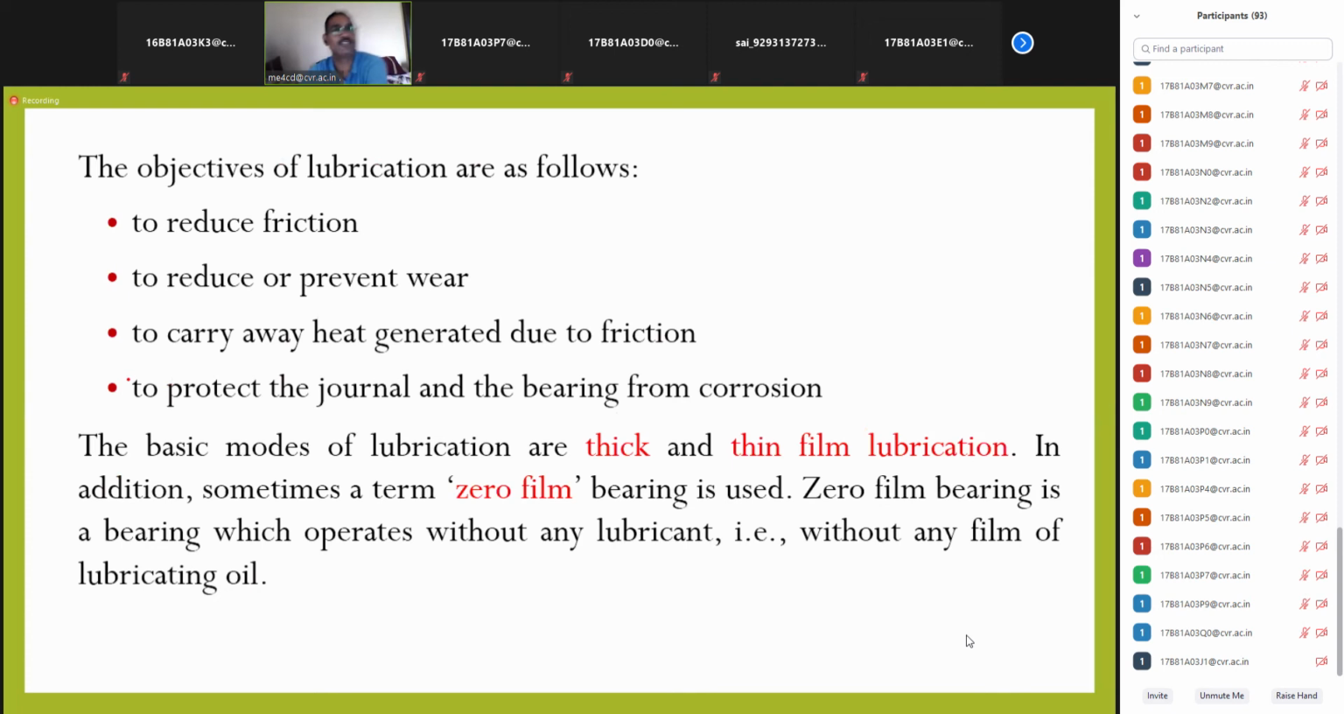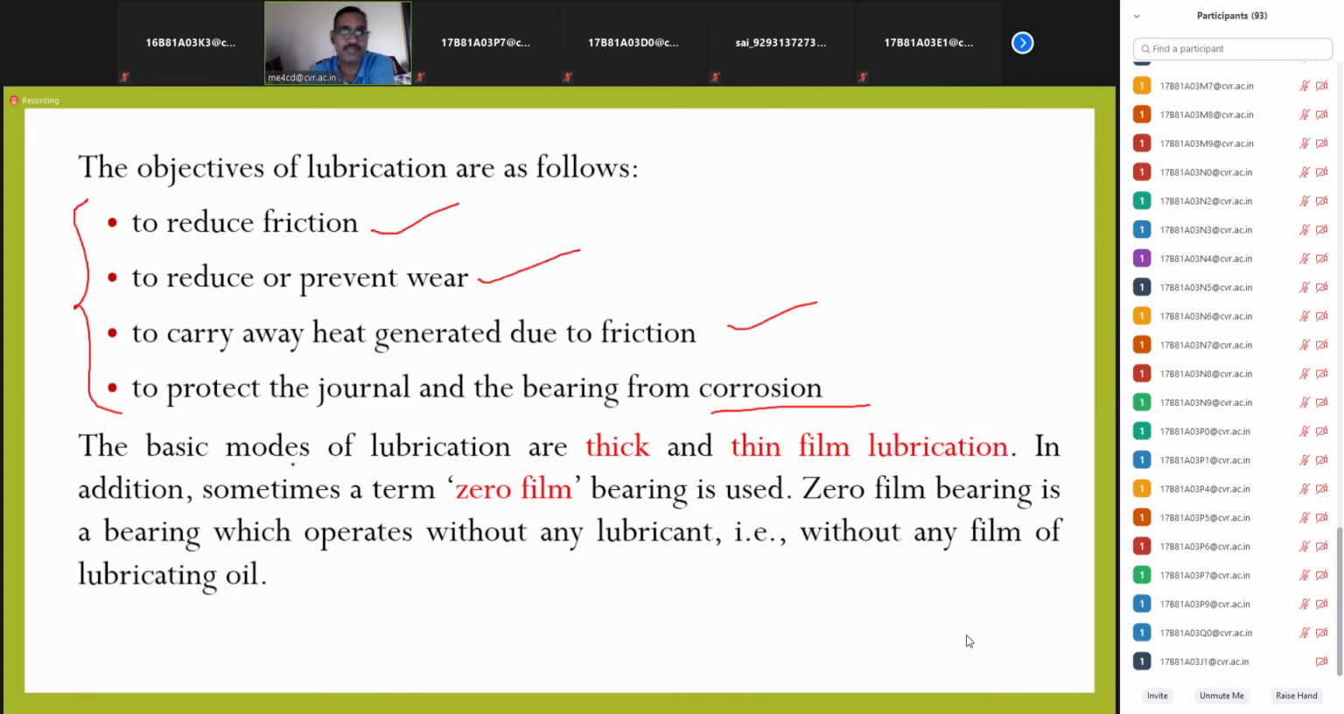And what are the objectives of lubrication? To reduce the friction, to prevent the wear, to carry away heat that is generated during the running of the engine or some machine component, and to protect the journal and bearing from corrosion. So these are the advantages of lubrication.